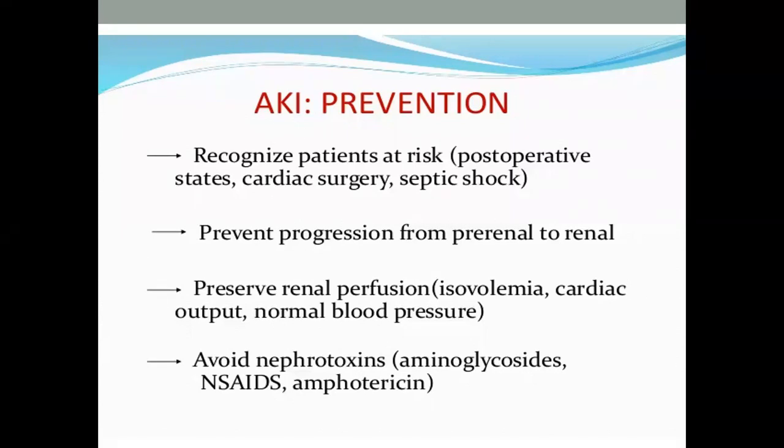All right. You want to prevent progression from pre-renal to renal. You want to arrest the AKI at the pre-renal state. By all means, preserve renal perfusion by ensuring isovolemia, adequate cardiac output, and normal blood pressure, MAP normally with a target between 65 to 75 millimeters of mercury. And you want to avoid nephrotoxic agents, your aminoglycosides, your NSAIDs, and all that. We'll see the list of medications that should be avoided in patients who are at risk of AKI.